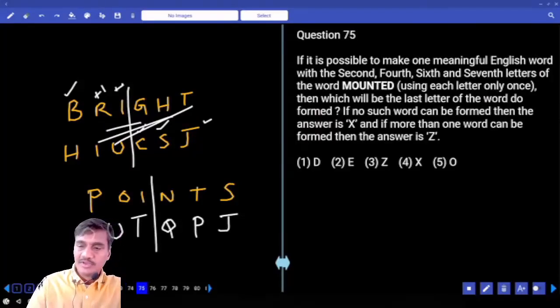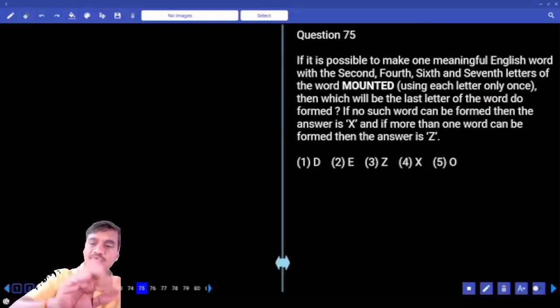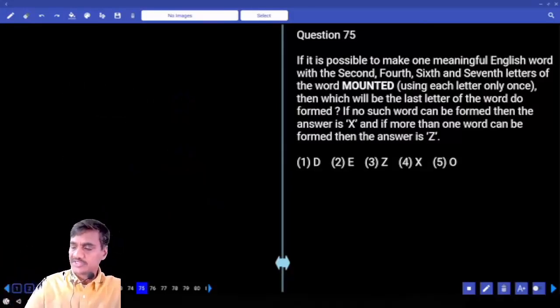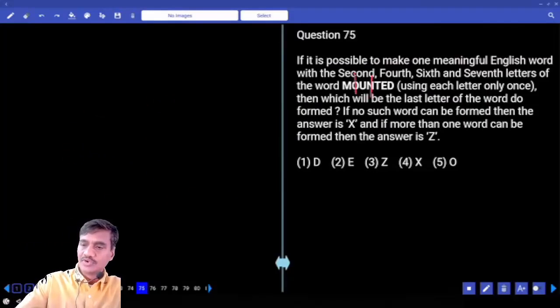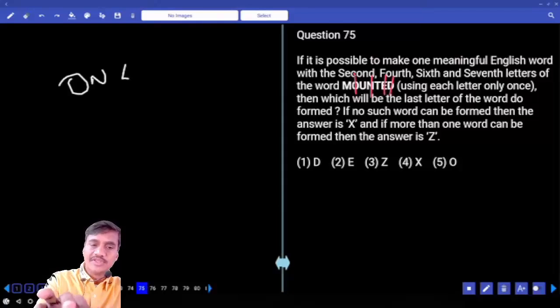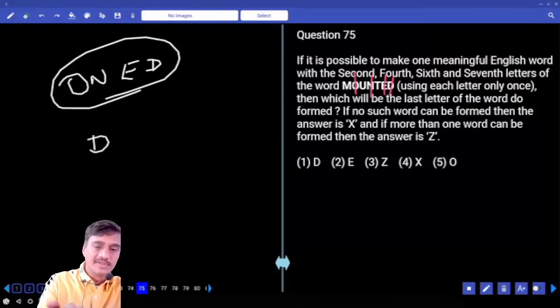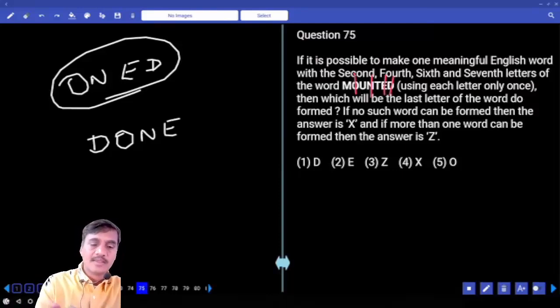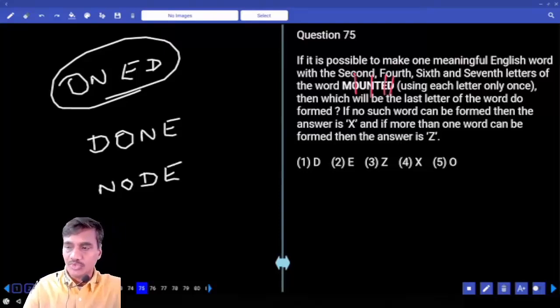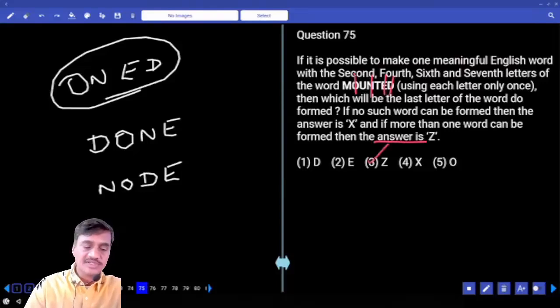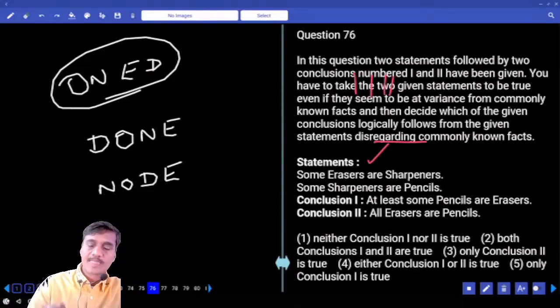Then 75. Now if it is possible to make one meaningful word with the second, fourth, 6th and 7th letters. Second, 4, 6 and 7. Now tell me what are the letters we have? O-N-E-D. Now with the help of these 4 letters, tell me what is the word that can be formed? Done. D-O-N-E, done is the word that can be formed. And apart from this, done, N-O-D-E, node. Now node is another word that can be formed. More than one such word can be formed. Then mark your answer as Z, and it is given in choice 3, question number 75.